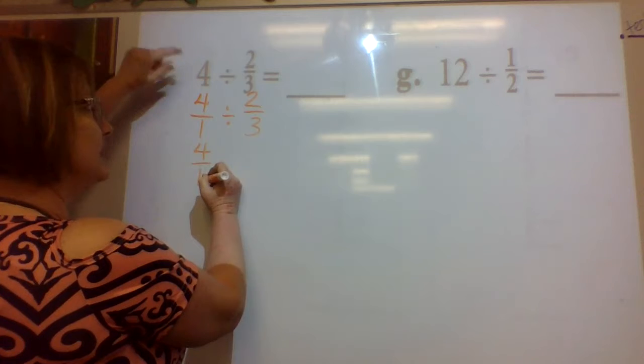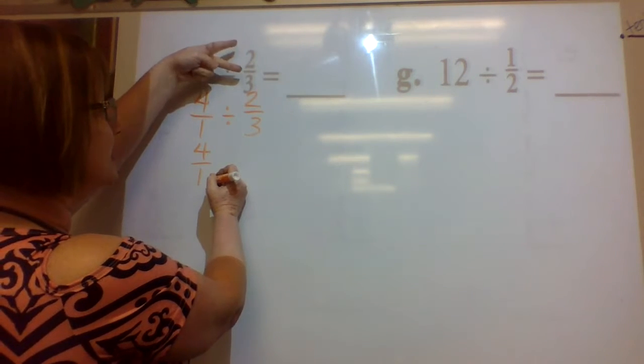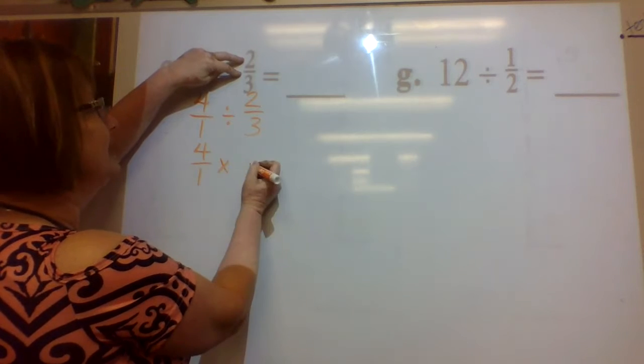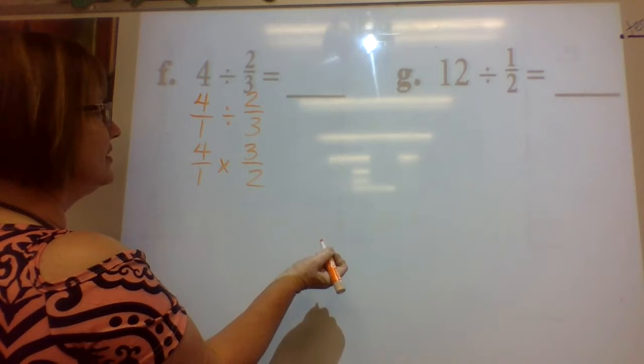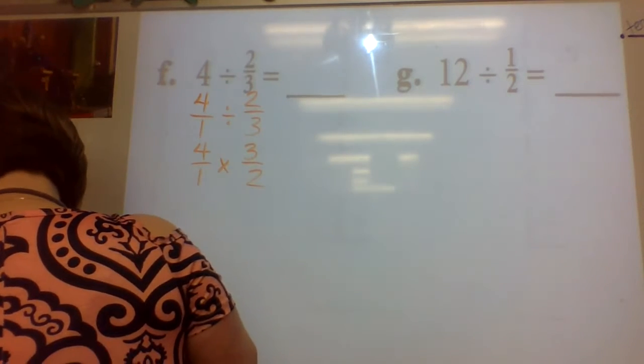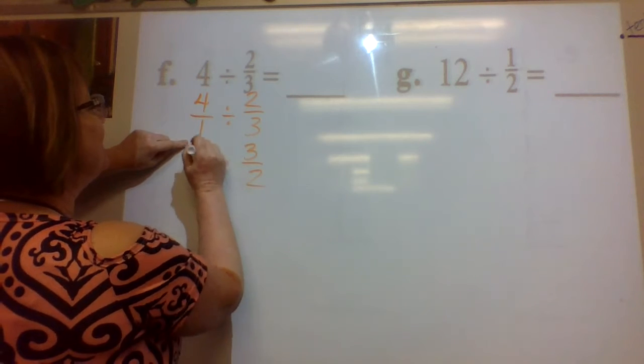4 over 1. The left side never changes, it stays. This is the one you invert, the one on the right. So we're going to flip this upside down. 3/2. Wow, yeah, slightly different than the last time. As I say, I'm losing my mind.